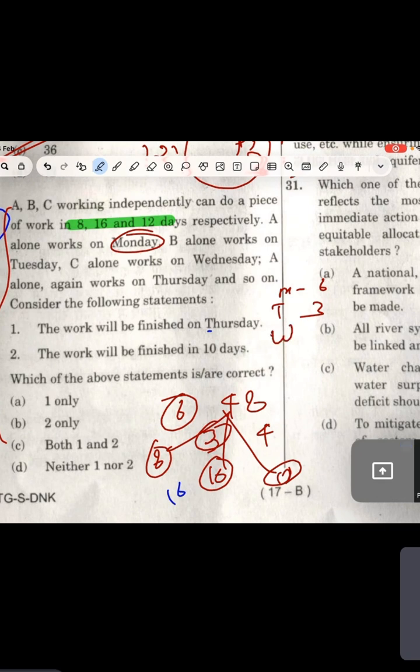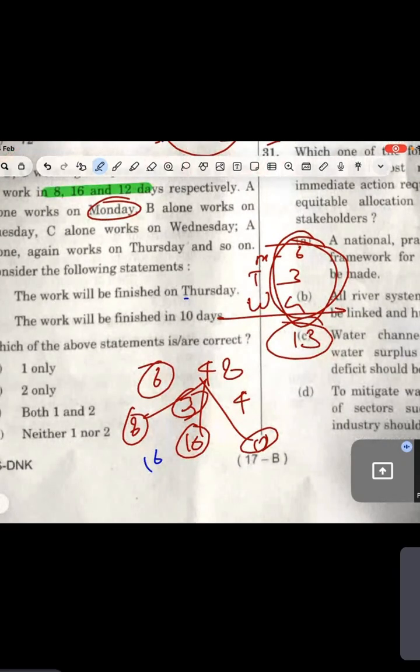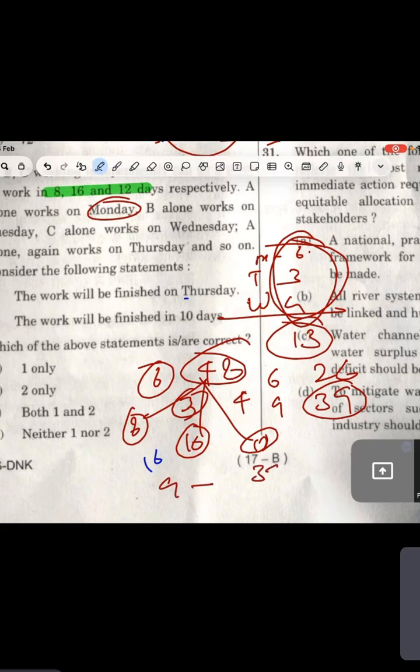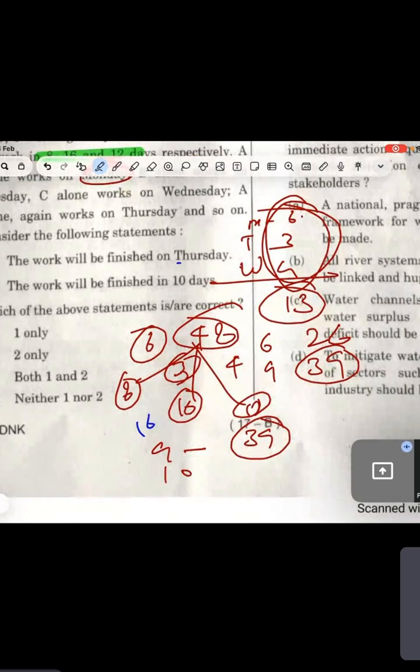Then Wednesday this is 4. So guys, in 3 days, how much work has been done? 6, 3, 9, and 13. So in 3 days, 13, right? So 6 days, 26, 9 days, 39. We have 48. It means now again A will work. So 9 days have gone and we have only 39 units of work. Now on day 10 we will have again 6 plus.